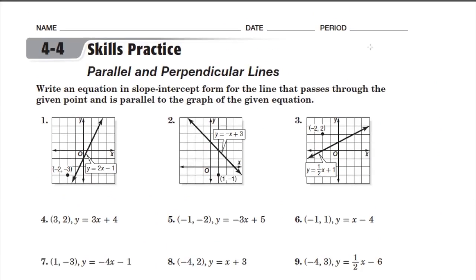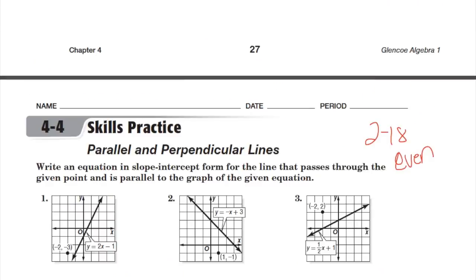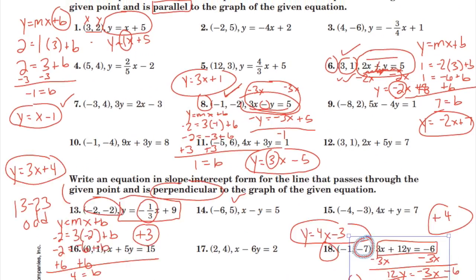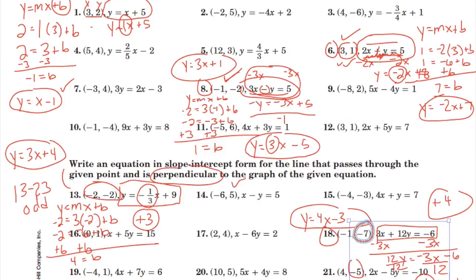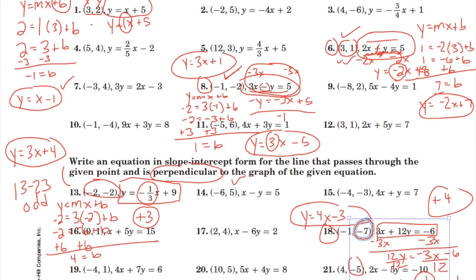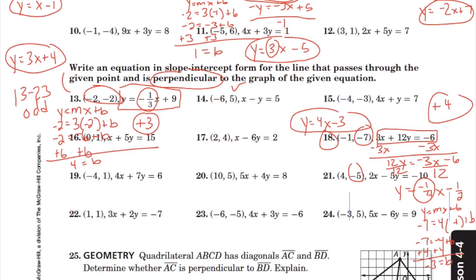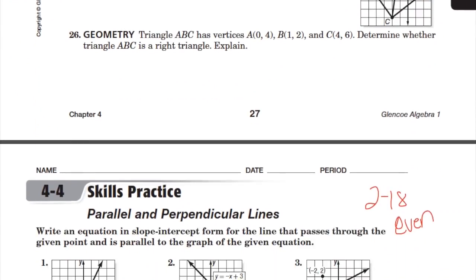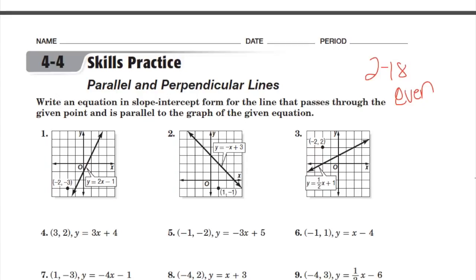2 through 18, same exact problems as the other worksheet, but the more you do that, the more practice you'll get with operations with negative numbers and integers and rational numbers, and moving around the equations in slope-intercept, standard form, and so forth. So I think you're going to really feel confident about your skills in parallel and perpendicular lines after completing this worksheet.